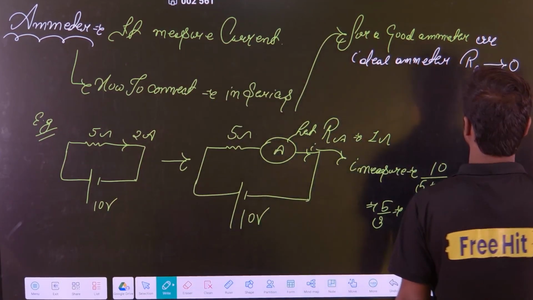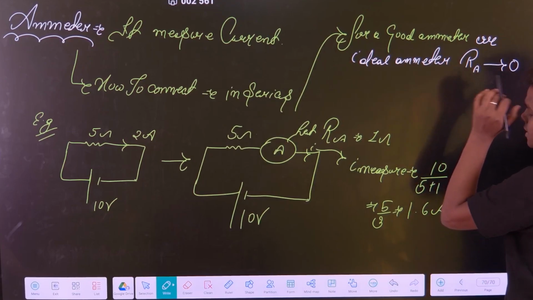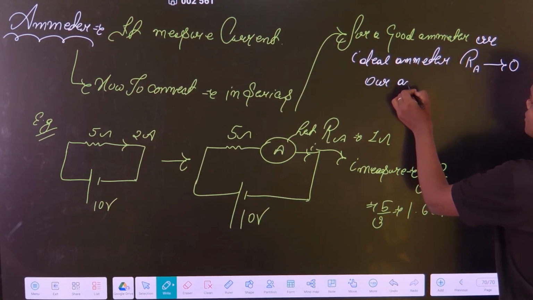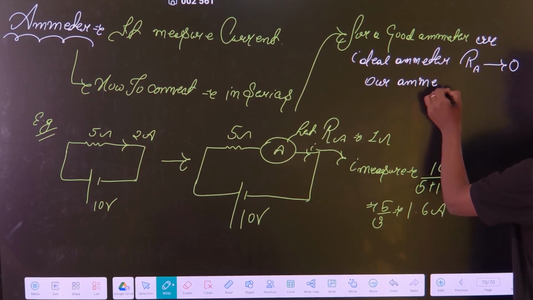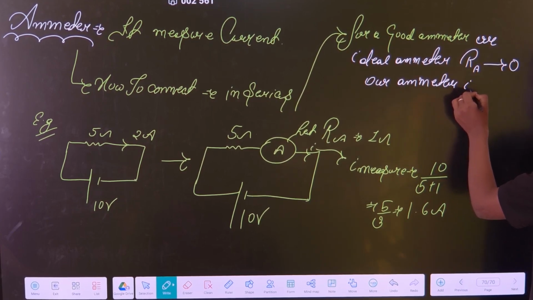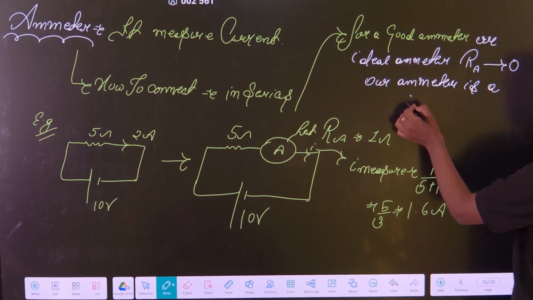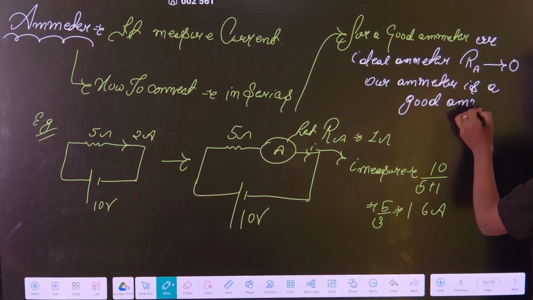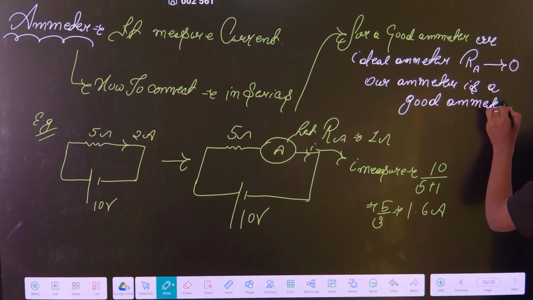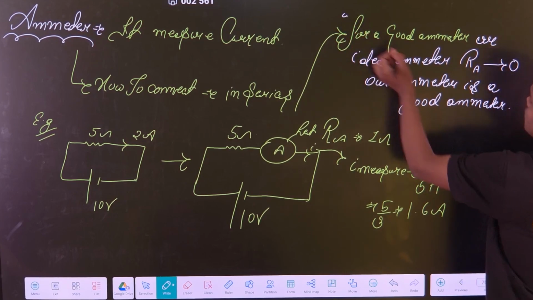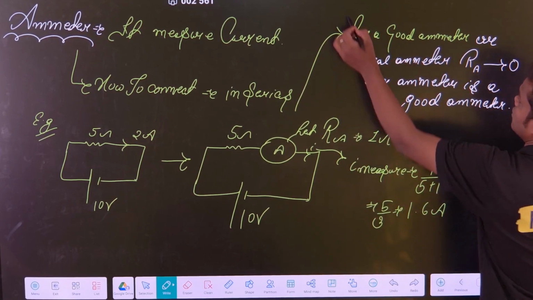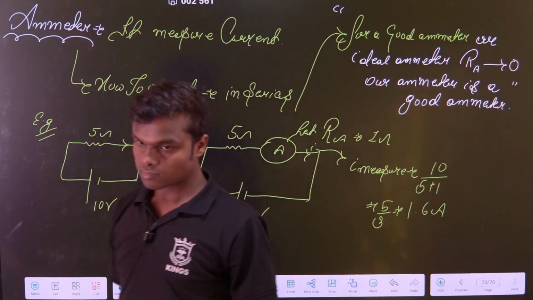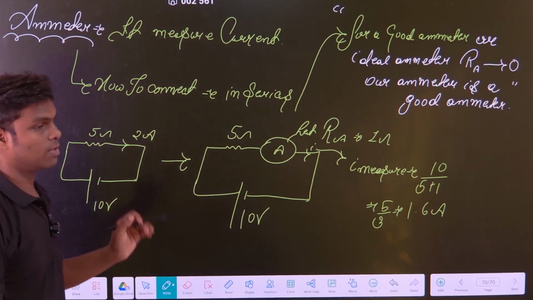Then in this case only, we can say our ammeter is a good ammeter. That is the condition for a good ammeter, correct? Then only we can say it is a good ammeter.